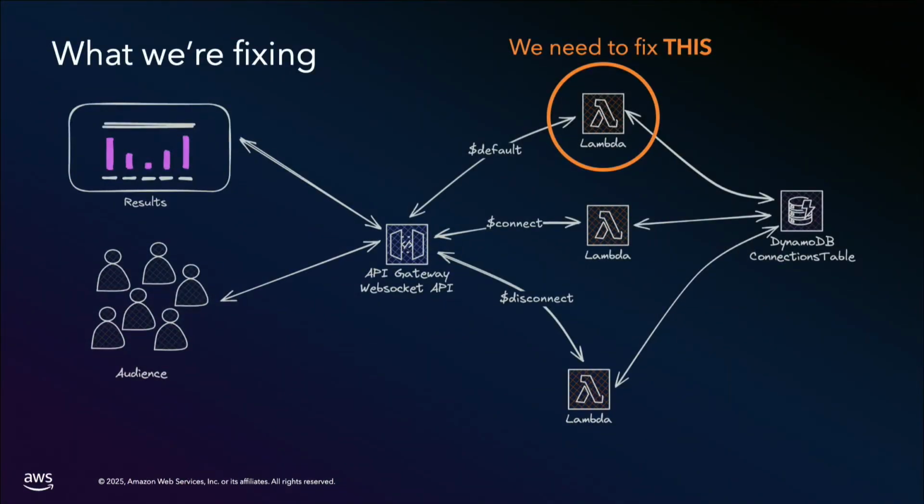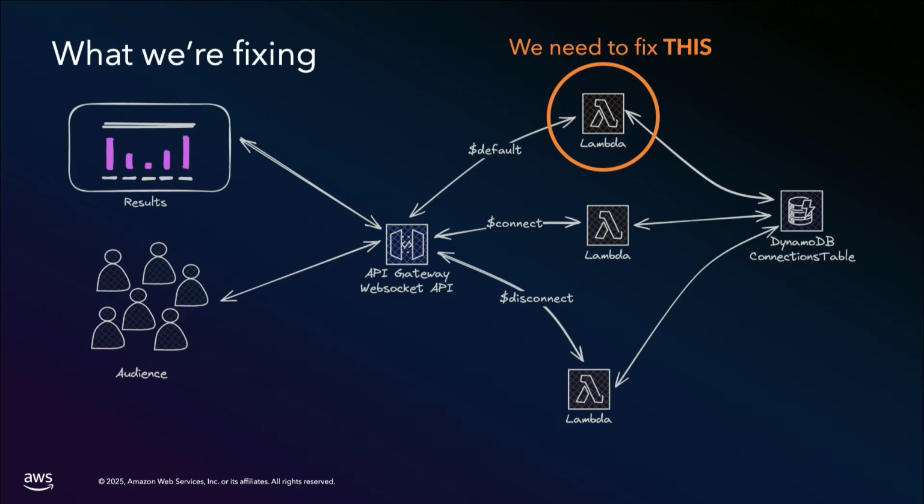So this is how the architecture looks. As you can see, you, the audience, were able to see the results every single time you submitted the answers to the question. And these answers are sent through the API Gateway WebSocket API. And for this, you need to set up 3 routes.